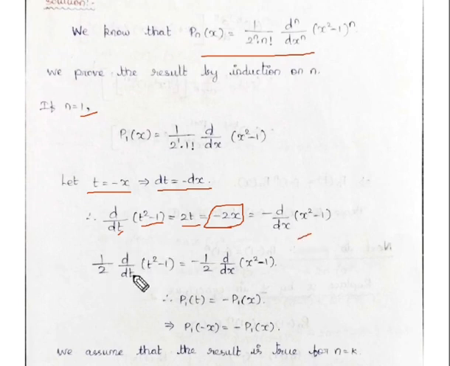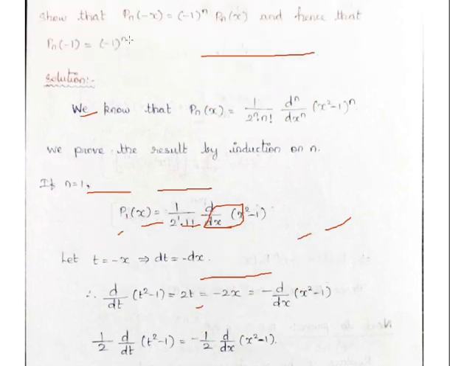So what is 1 by 2 into d by dt of (t squared minus 1)? It is minus 1 by 2 into d by dx of (x squared minus 1). Therefore P1 of t equal to minus P1 of x. Using the t value, P1 of minus x equal to minus P1 of x. Hence we prove this result for n equal to 1.